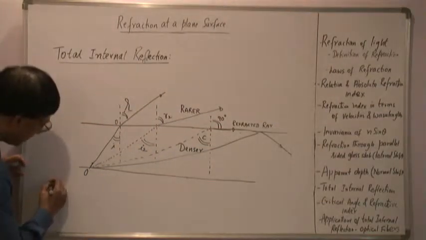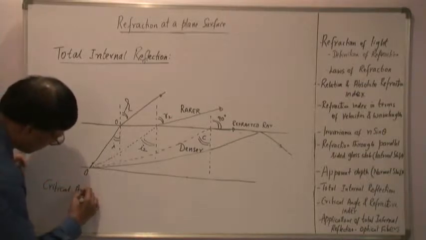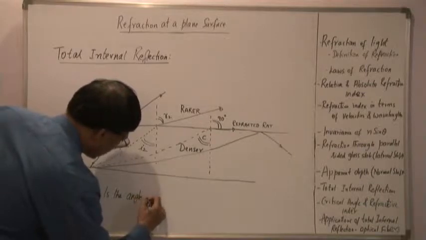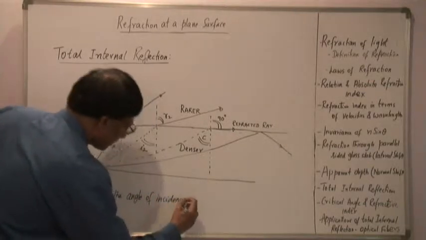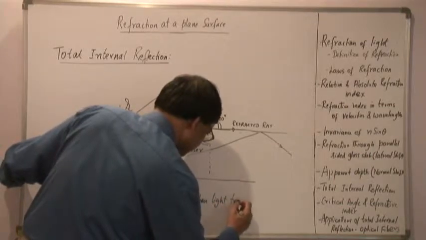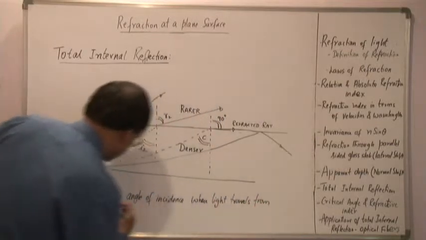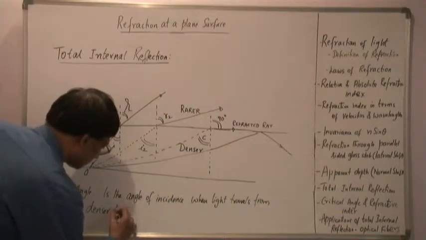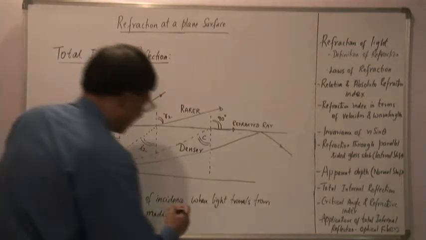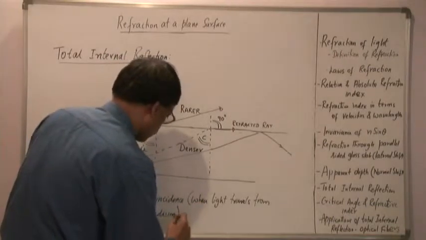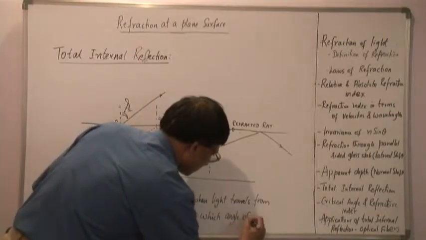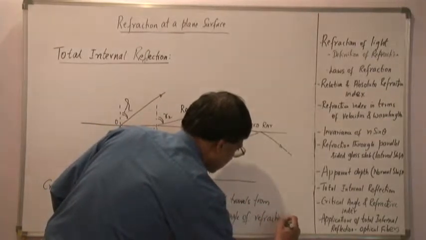So let me write it down here. Critical angle is the angle of incidence when light travels from denser to rarer medium, is the angle of incidence for which the angle of refraction is 90 degrees.